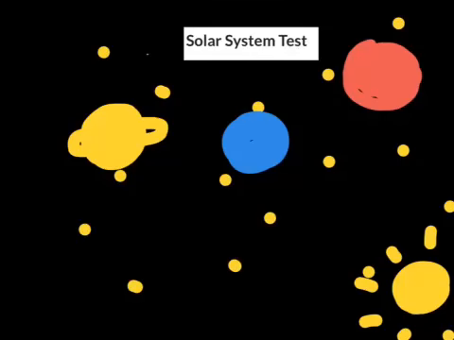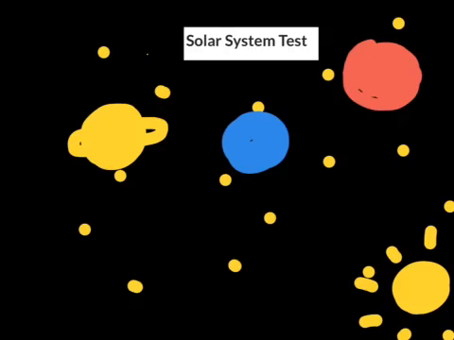Solar System Test. Section 1. Circle the best choice. Number 1. The Sun is classified as what type of object in space? A. Planet, B. Star, C. Moon.